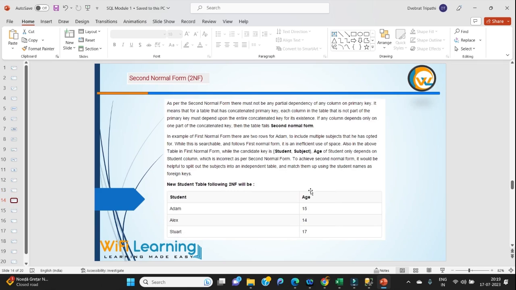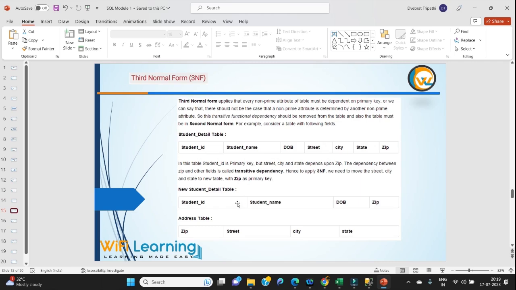To meet the second normal form, the table should first meet the first normal form criteria. That table should have a primary key, and then there should not be any partial dependency. Then we have the third normal form.